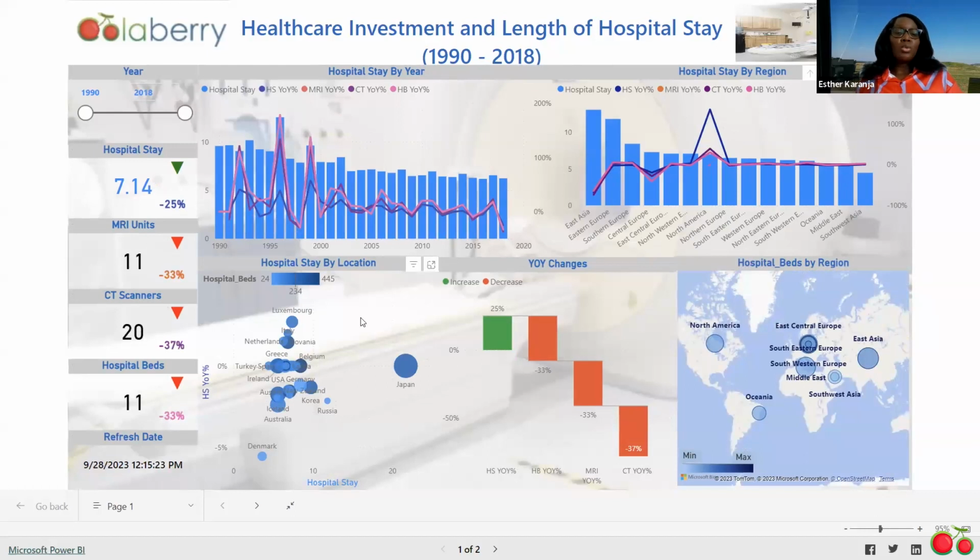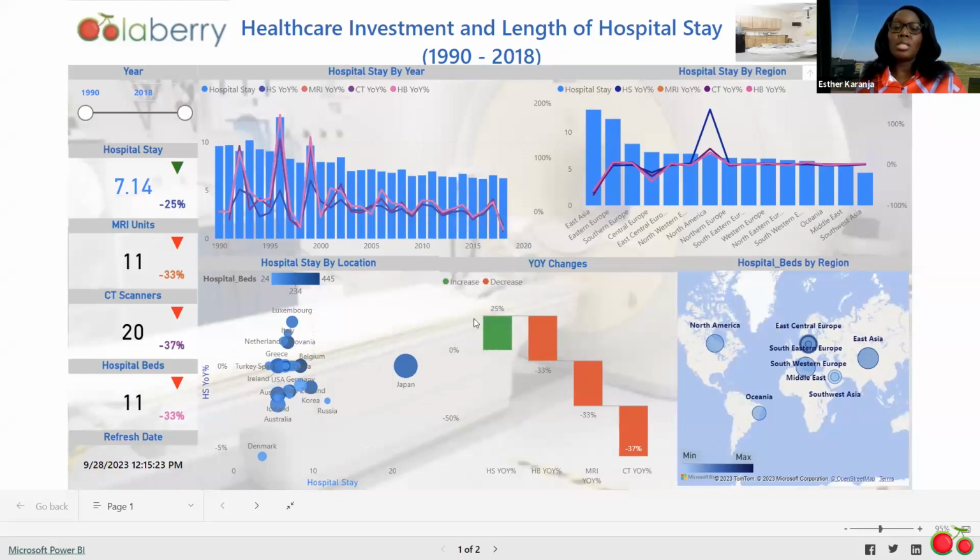The next one is hospital stay by location. In this one, we are showing the hospital beds. The color represents the beds, and the size of the bubble represents the hospital stay year over year. And then we have the waterfall chart. With the waterfall chart, as I mentioned up here, when the number is negative, it's a green indicator. We are facing down. Here is the same thing too.